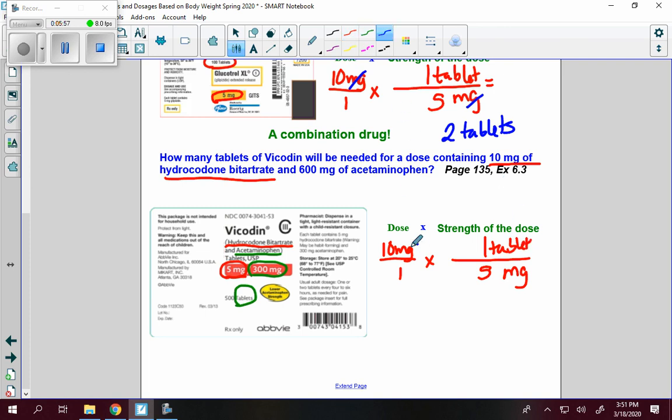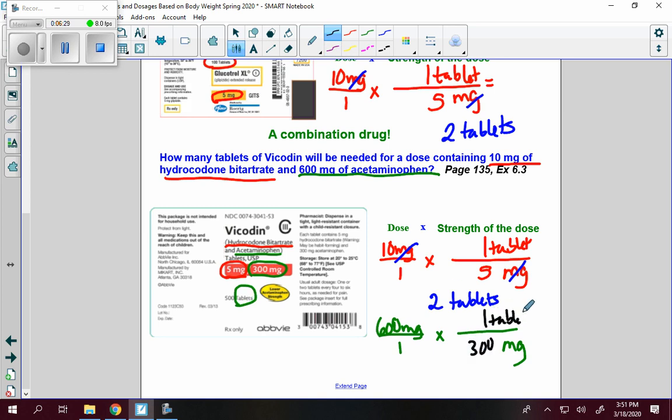When you figure that out, you're going to cancel out your milligrams, and you would find that this person would need 2 tablets. Now, if you're like, okay, Kelly, I want to do the acetaminophen route, fine. This is mentioned second, and it's mentioned second on the label, so it's the second strength per tablet. So I would have 600 milligrams as my strength, as my dose, times with milligrams in the bottom to cancel out with my strength fraction. And here I have 300 milligrams per tablet. When I cancel out there, I would also here get 2 tablets.